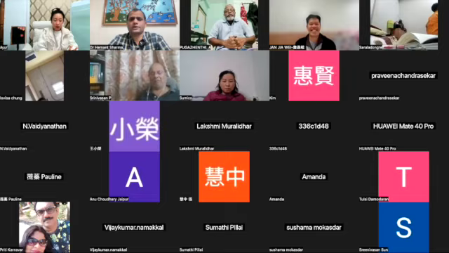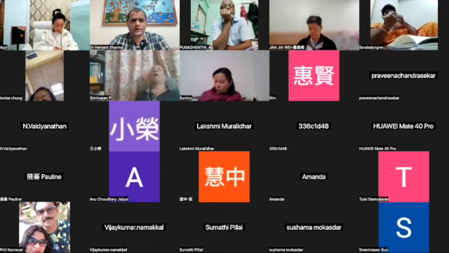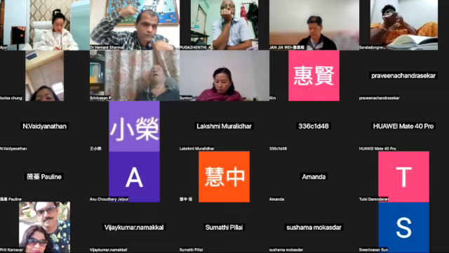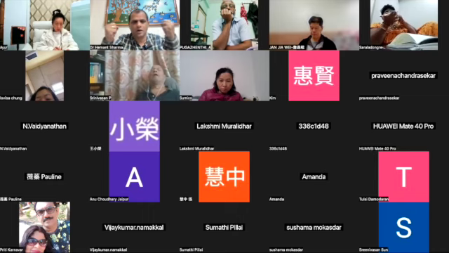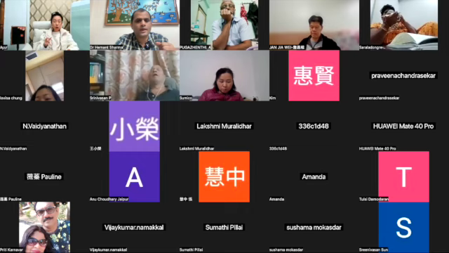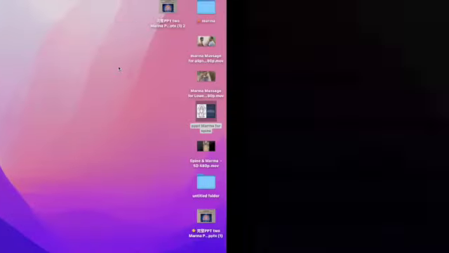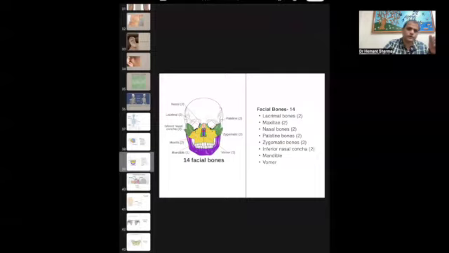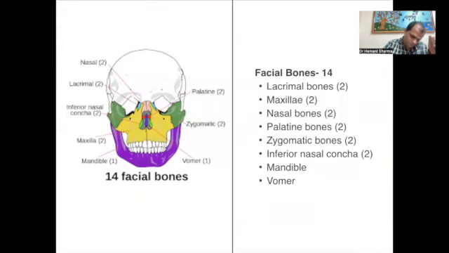The skull is very highly important because our brain is protected inside it. This is a very, very hard part. If you want to go inside, you have to drill, and only then will it open. Otherwise, you are not able to open it. This is a very hard and compact part called the skull. In the skull, we have 8 bones. And if we come to the face region, in the face region we have a total of 14 bones. There are 14 bones in the face.